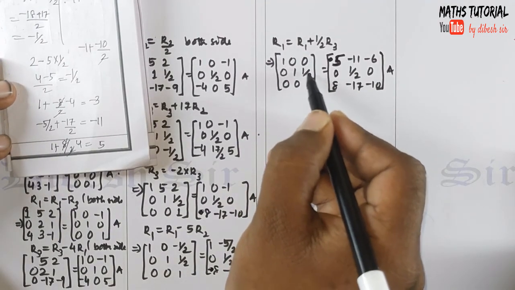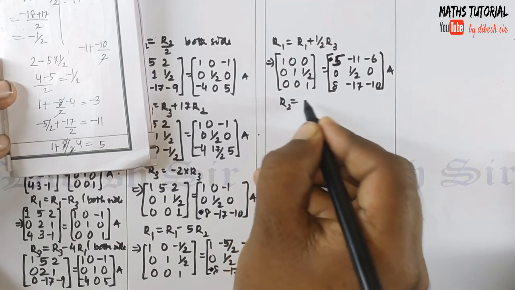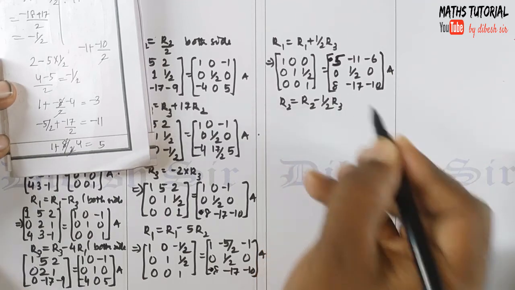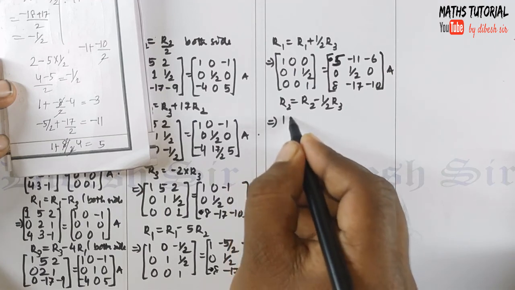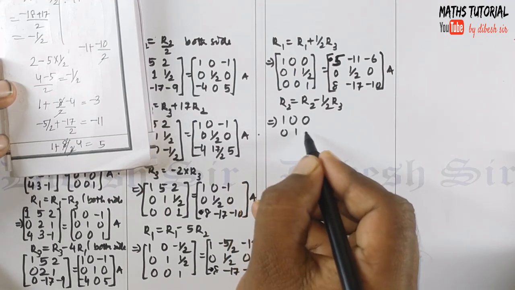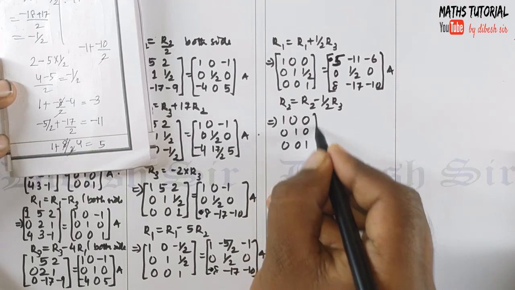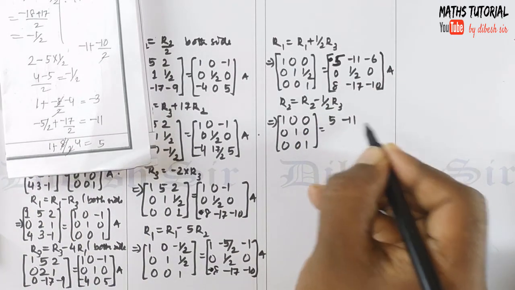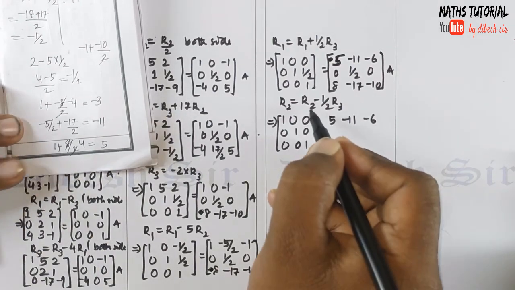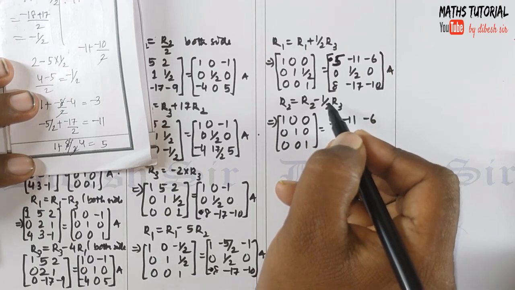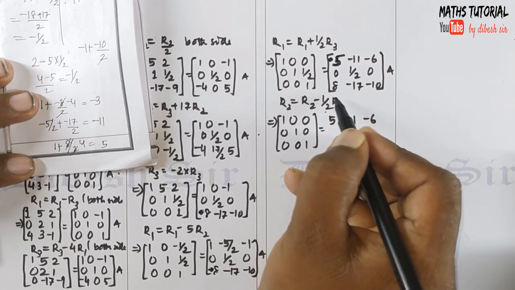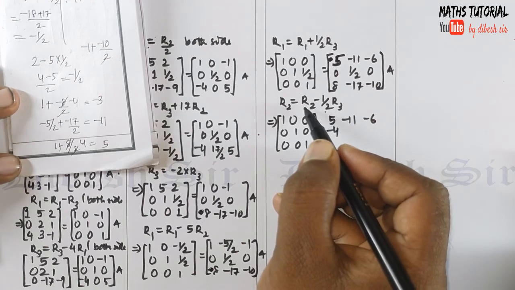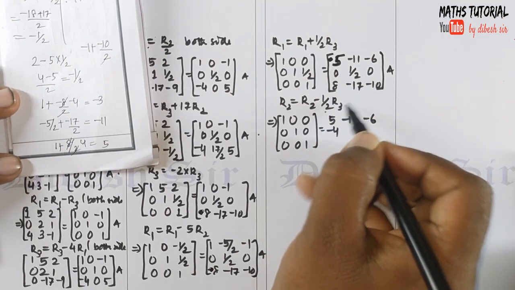Now you have to convert this as 0 by R2 is equal to R2 minus minus half times R3. So this becomes 1 0 0, 0 1 0, 0 0 1. So 5, minus 11, minus 6. R2 means 0 minus half times R3, 0 minus 8 by 2, that is minus 4. Next, R2, that is half minus half times R3.